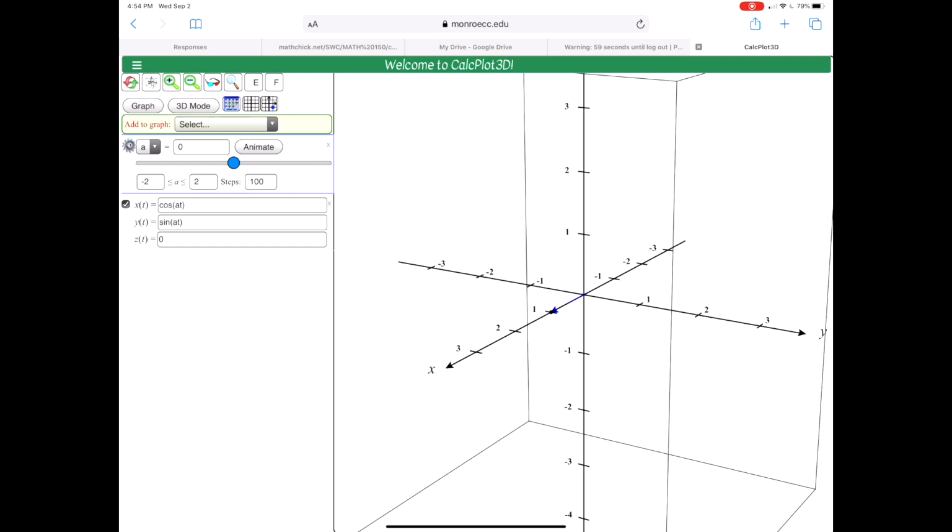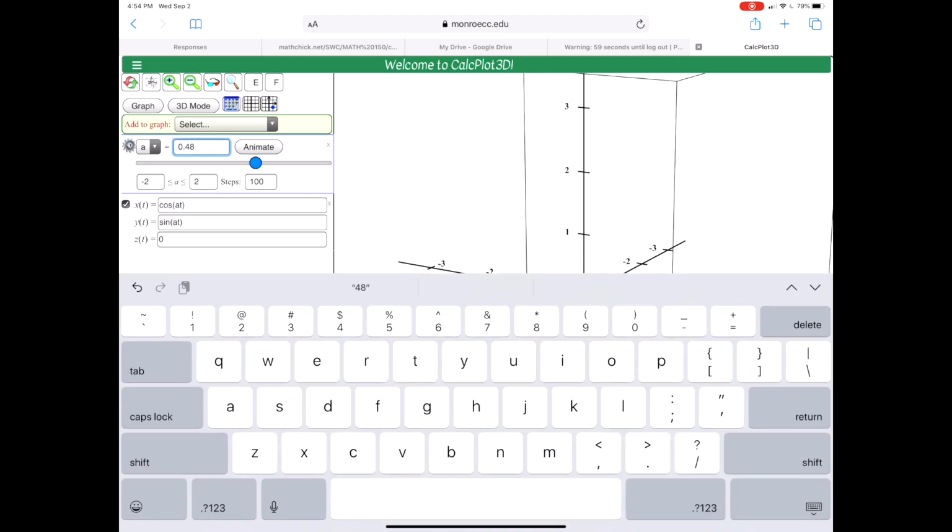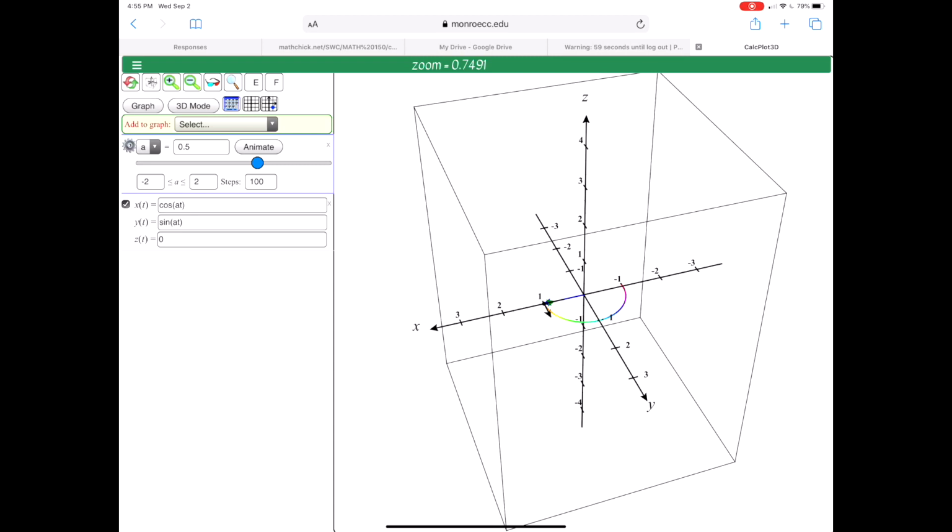It's 0. Now let's see what happens as a increases, right? As a increases. So when a keeps going here, now a is at about a half, and do you see how it's almost halfway? I've changed the view just a little bit, but here a is at a half, and we've made a semicircle.